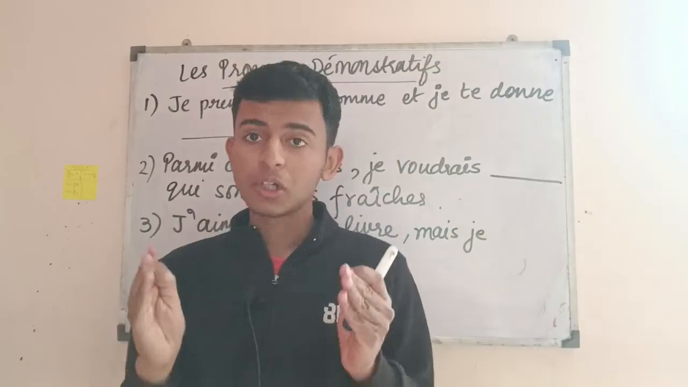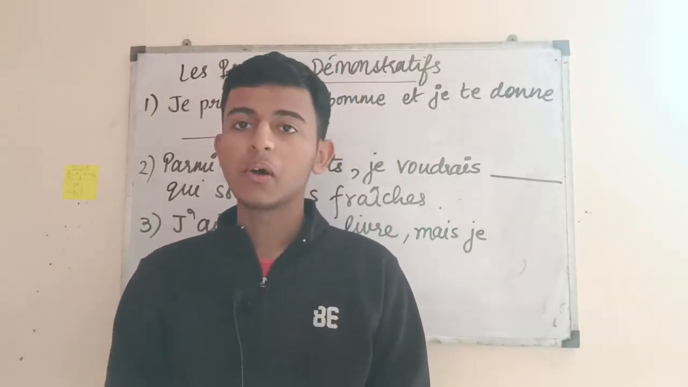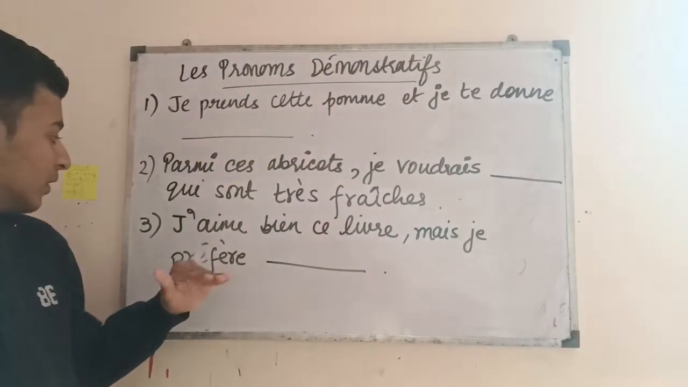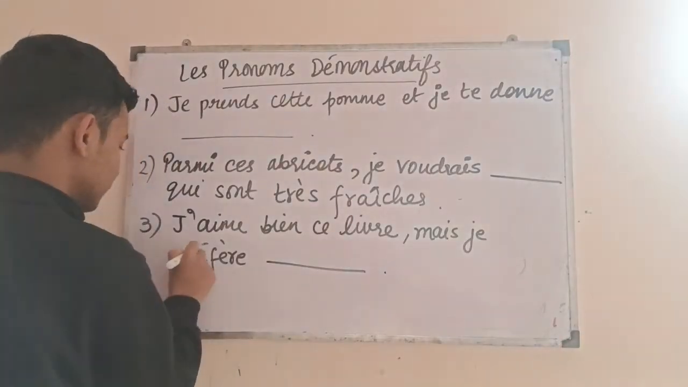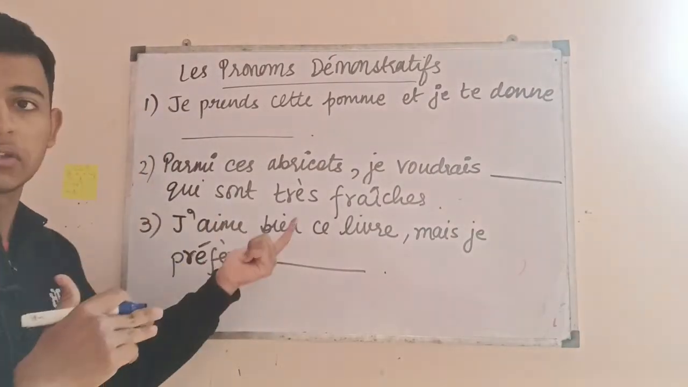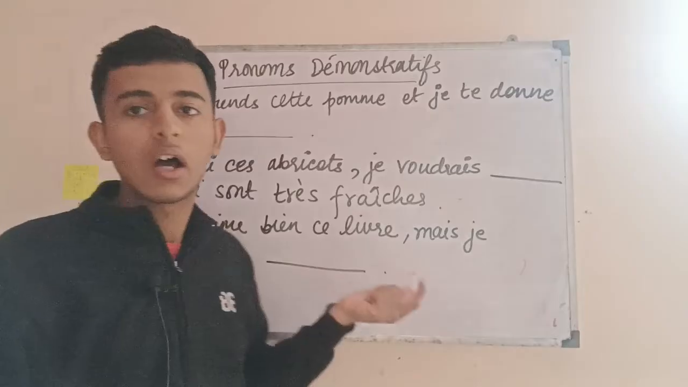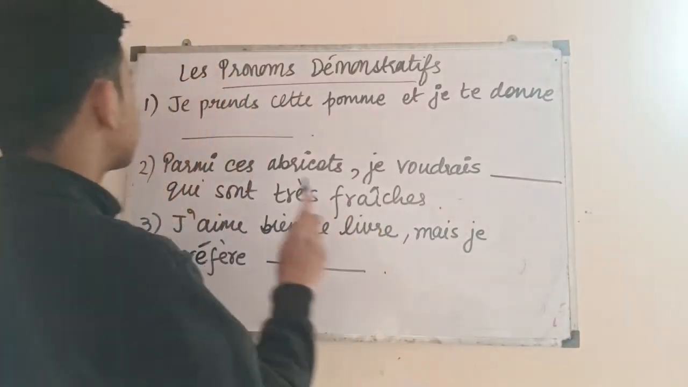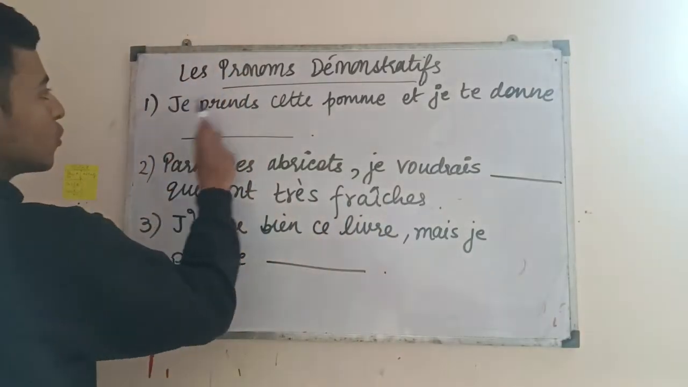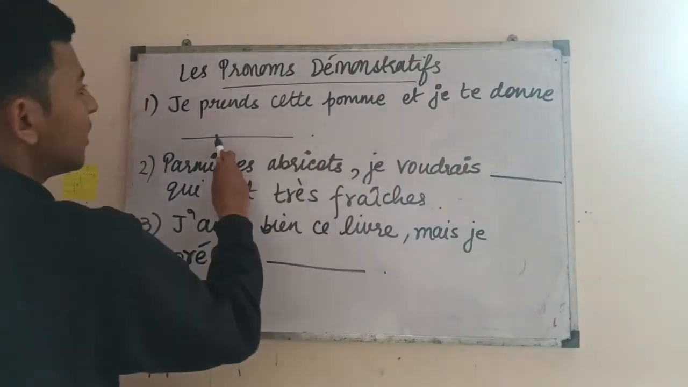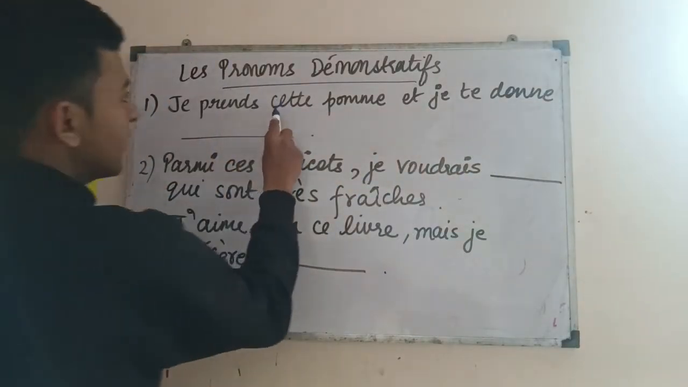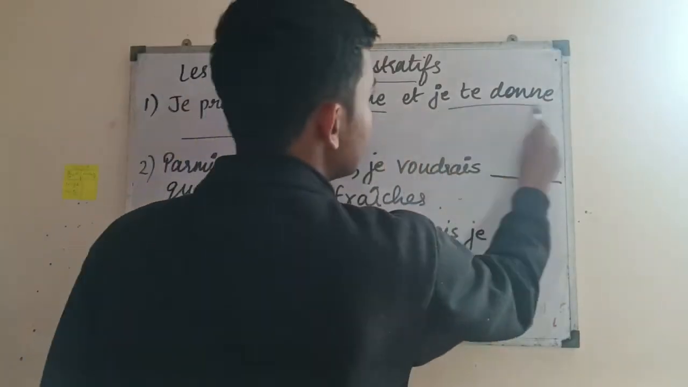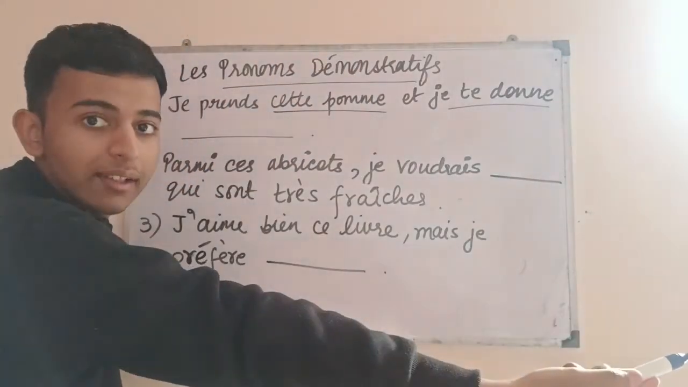For the ones who could not understand the topic that well till now, here are the questions for you so that you can understand in the best possible way. So let's get started with the questions which can explain the topic pretty nicely. And this is how the questions on the boards will be asked. First question says, je prends cette pomme et je te donne dash. I am taking this apple and I am giving you that one.